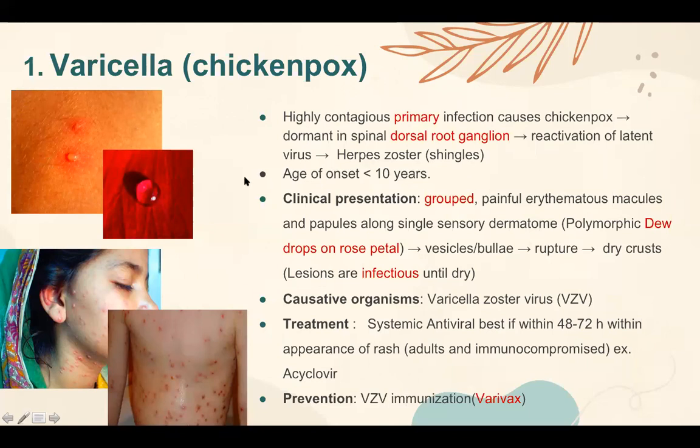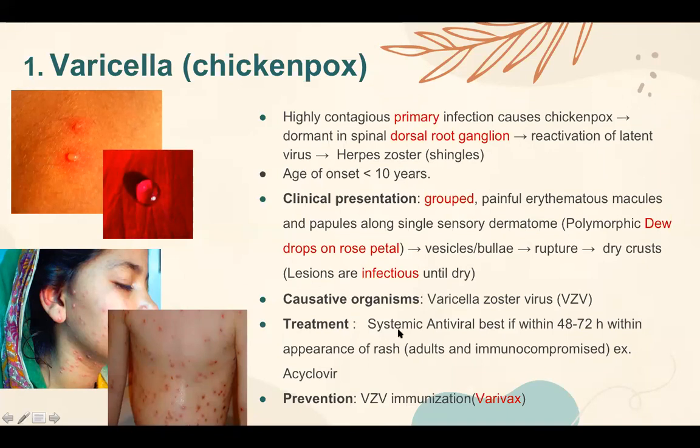For chickenpox, usually the age of onset is less than 10 years. It presents as grouped painful erythematous macules and papules in a single sensory dermatome, as we said, because it's in the dorsal root ganglion, so it follows this specific dermatome. And it has a characteristic dewdrop on rose petal appearance, as you can see here in the picture. Then it enlarges, becoming vesicles, and eventually ruptures, giving us the dry crusts. And this is usually the non-infectious form of chickenpox.